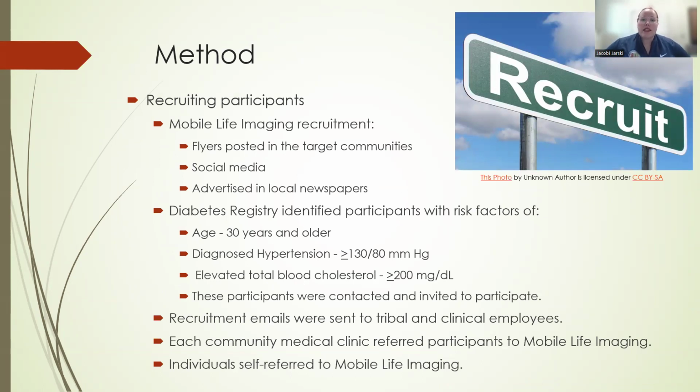So our methods of recruiting participants: we post flyers in our communities that we're offering the events in. We use our social media, and then we also advertise in local newspapers, and flyers are also posted in our local healthcare facilities. The diabetes registry is also used to identify participants, and that is done with the parameters of 30 years and older, diagnosed hypertension, and diagnosed elevated blood cholesterol. Those participants are then reached out to and invited to come participate in our event.